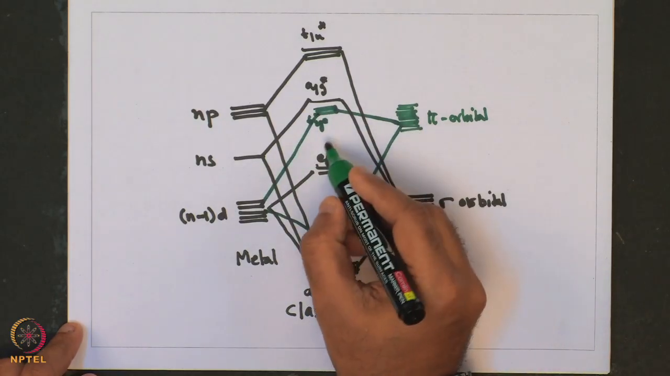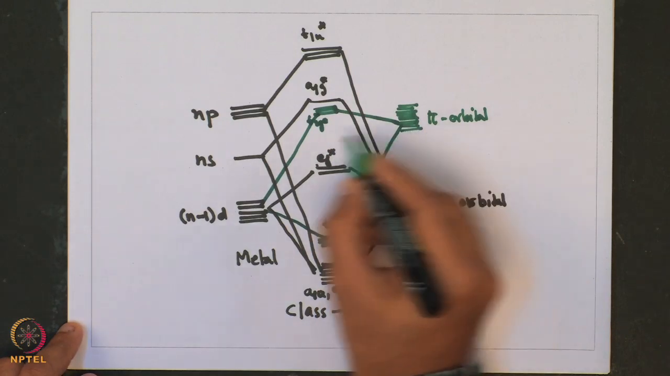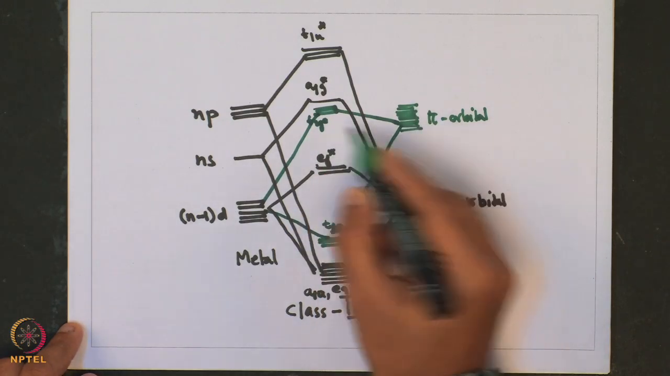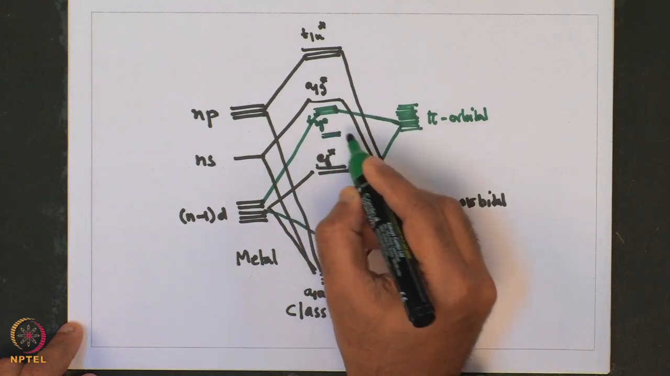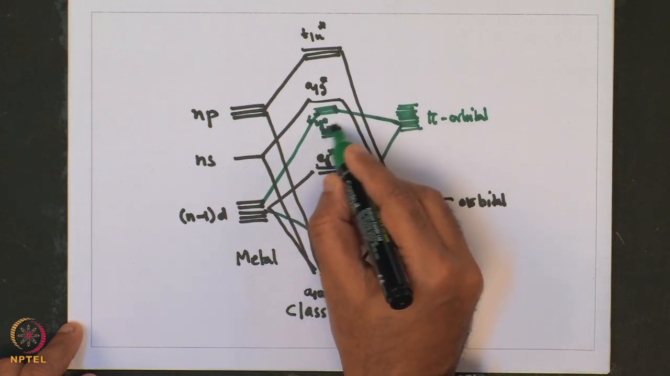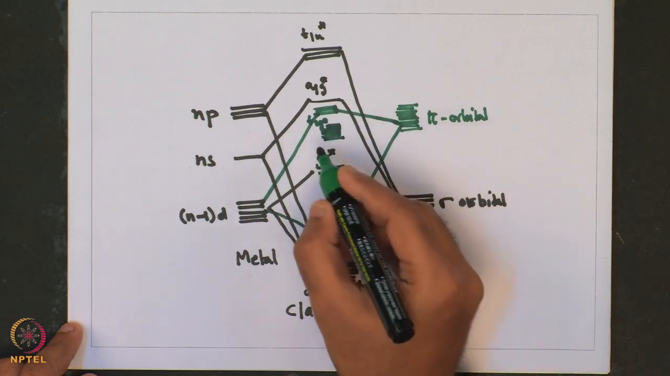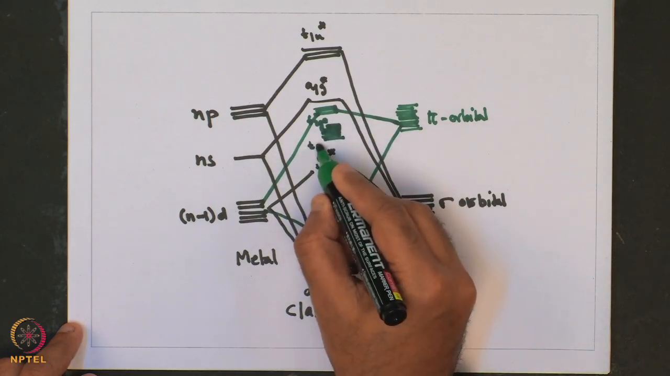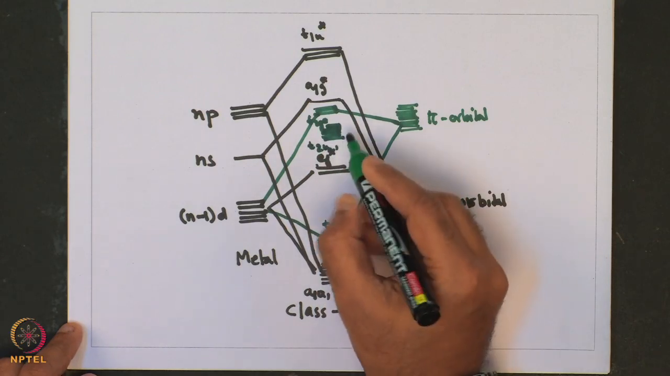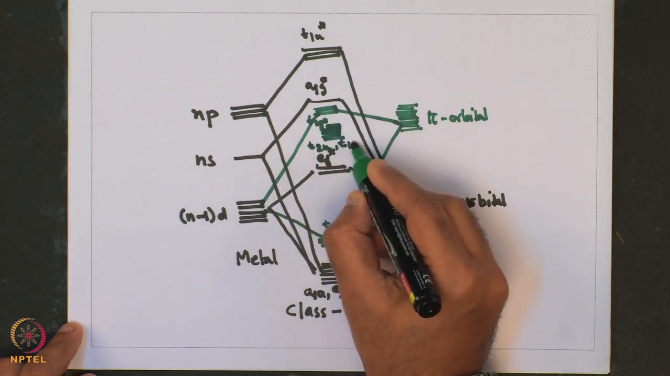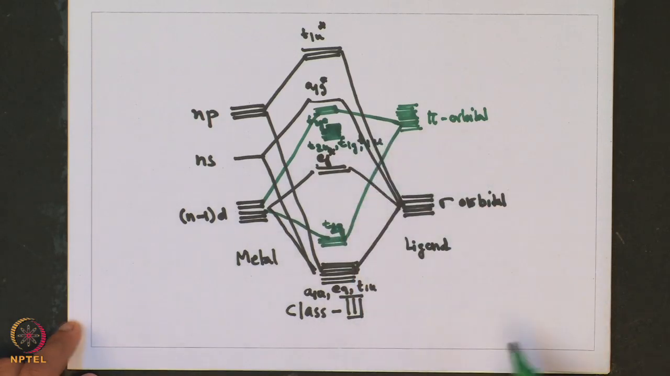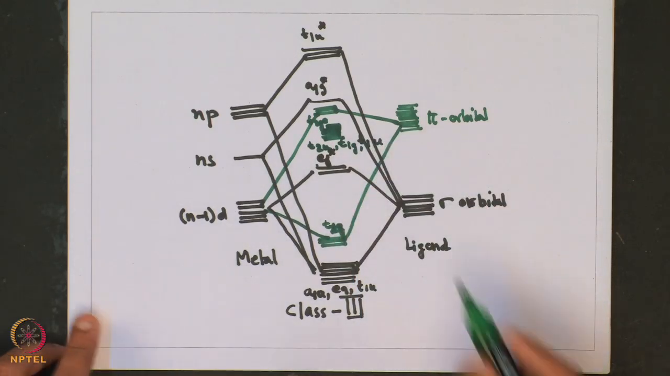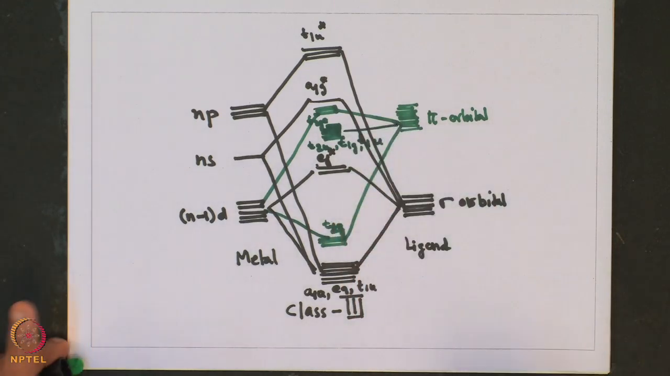So, that leaves 9. Out of 12, if 3 get involved in bonding, there are 9 non bonding pi type orbitals of the ligand, and these are T2U, T1G and T1U from the ligand side.